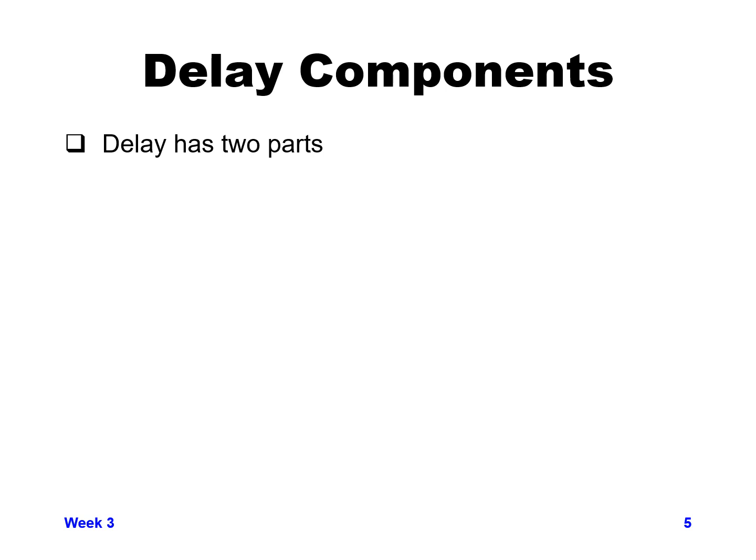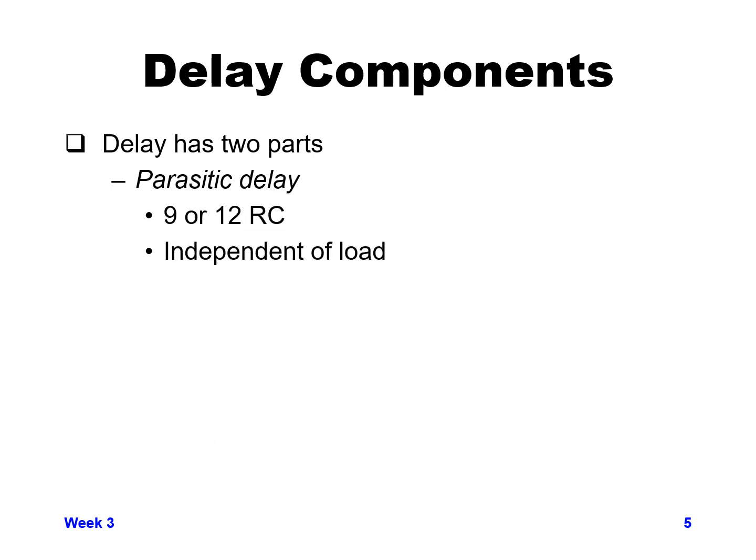Examining the delay of the previous 3-input NAND gate, you can see that the delay has 2 parts to it. The first part is our parasitic delay. That's the delay caused by the driving gate itself if you had no load attached to it. In this particular case, for rising, it was 9 times RC, and for falling, it's 12 times RC. And again, this is independent of load. If you had no load attached to it, that's what your delay would be.